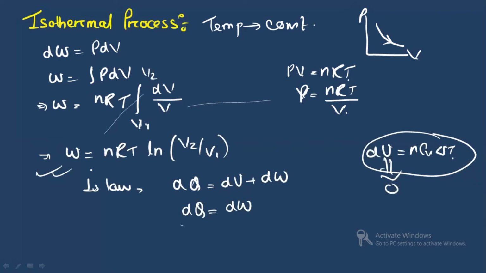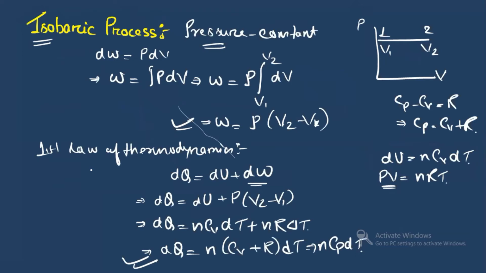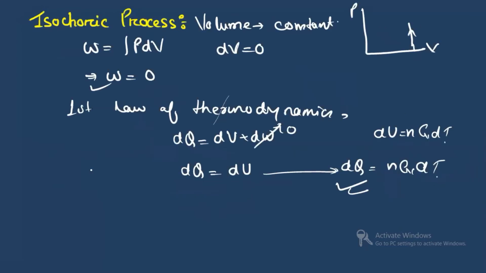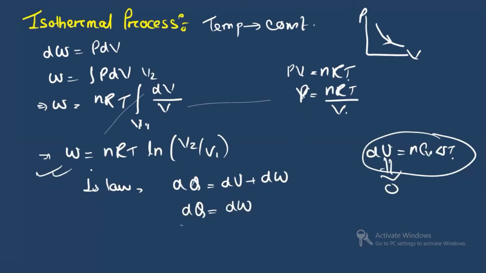If you see, the first one was the isobaric process. Isobaric means pressure is constant. Isochoric means volume is constant. And in the isothermal process, temperature is constant. So these are the three very important processes when studying thermodynamics. Now we will see the next process, and that is the adiabatic process.